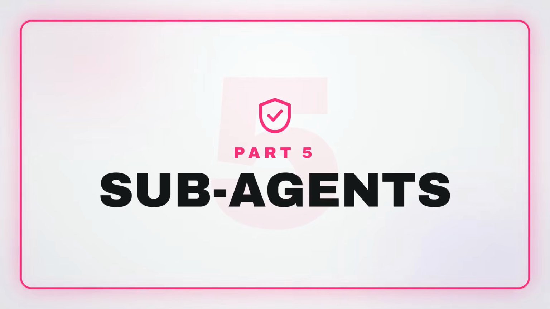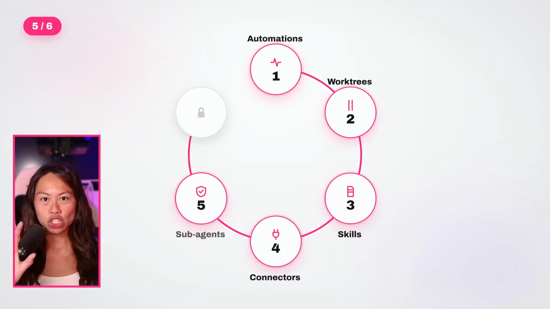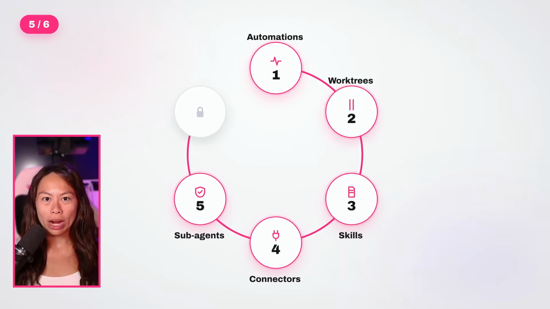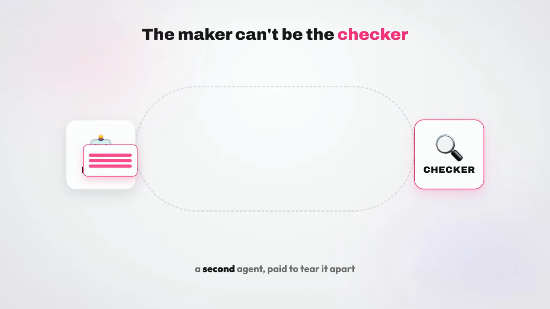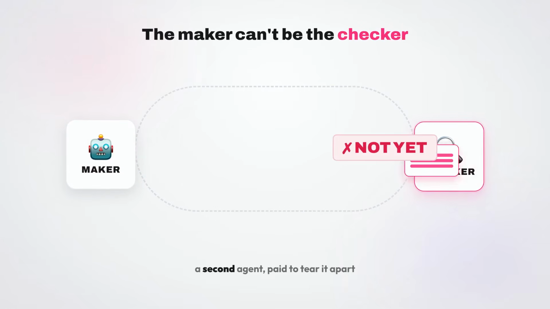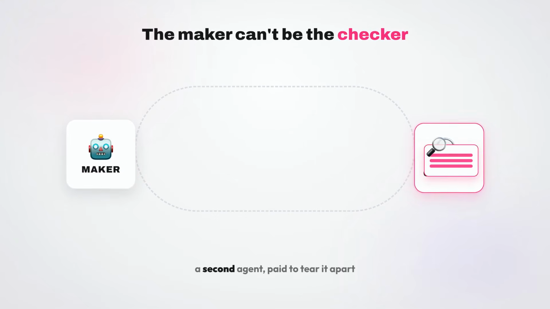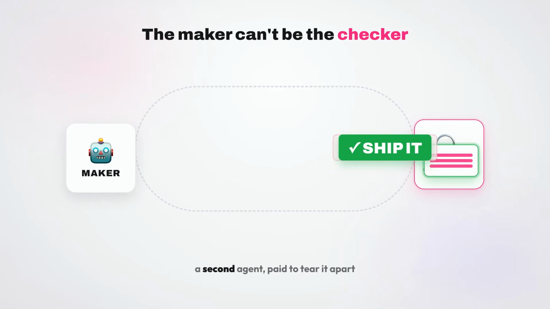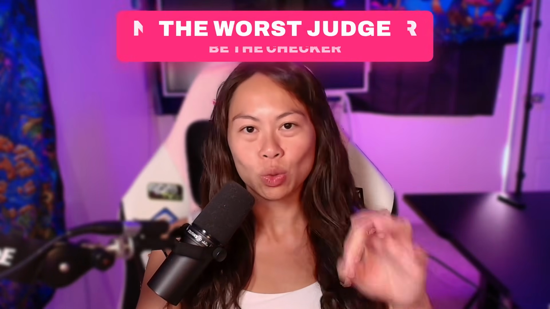Part 5, subagents, the maker and the checker. When one agent writes the code and then checks its own work, it lies to you. Not on purpose. It's proud of what it made. So it says, "Looks good," and the fix is simple. You've split the job. So have one agent make the thing and have a second agent with different instructions try to tear it apart, criticize it, poke holes. Never let the agent who makes it be the same agent who checks it. The agent who built it is the worst one to grade it.